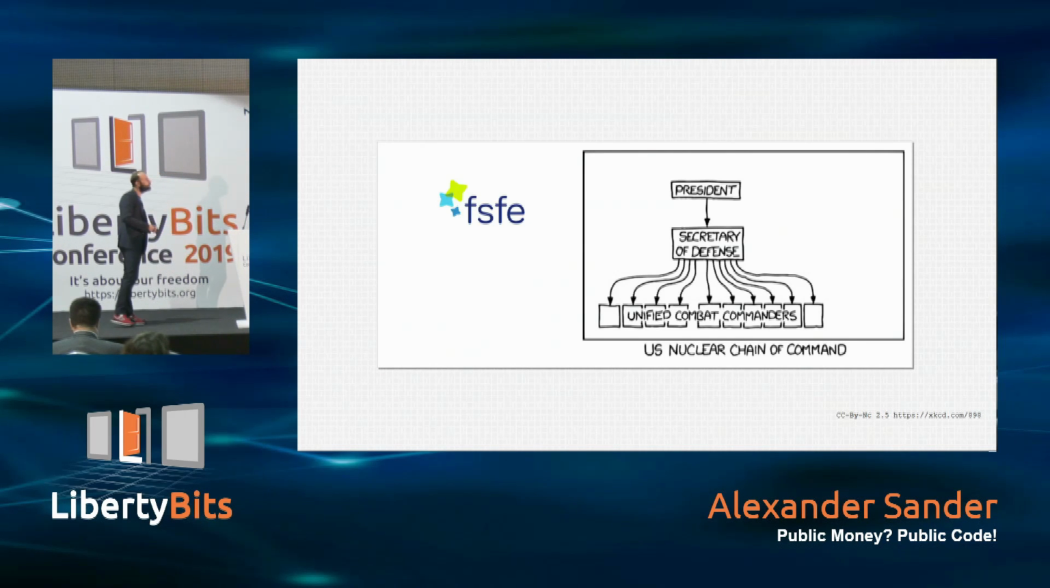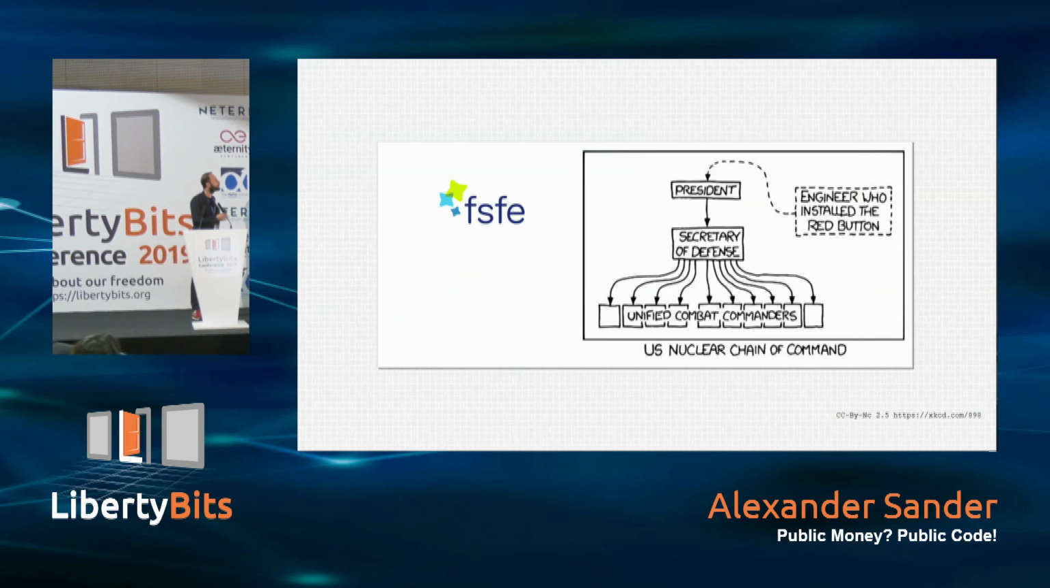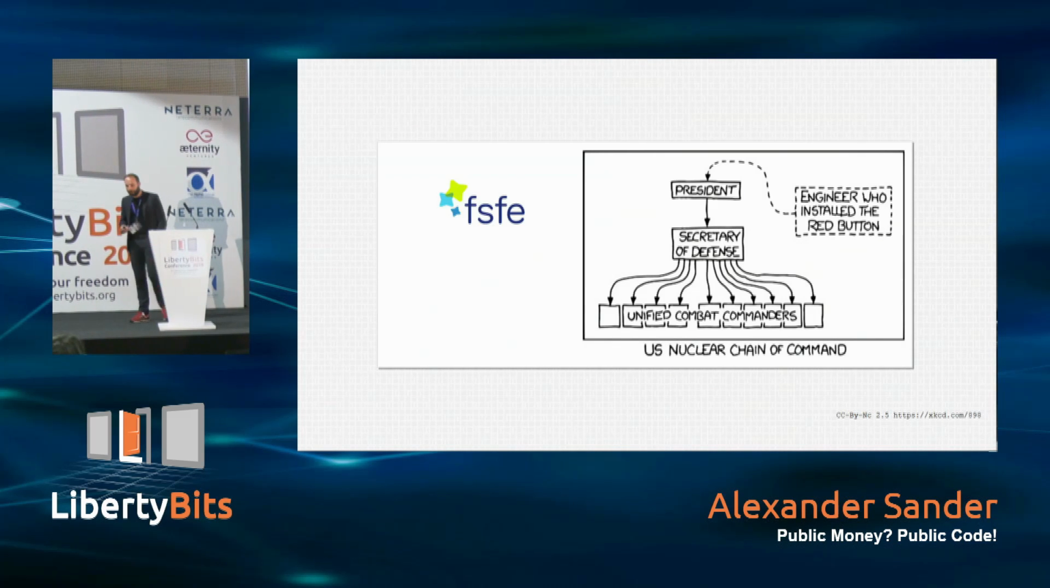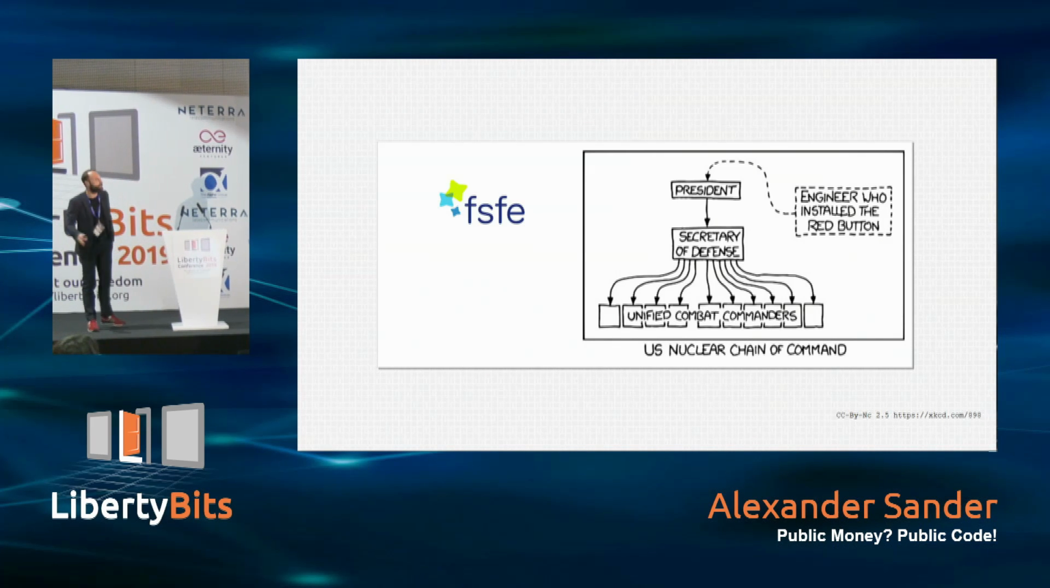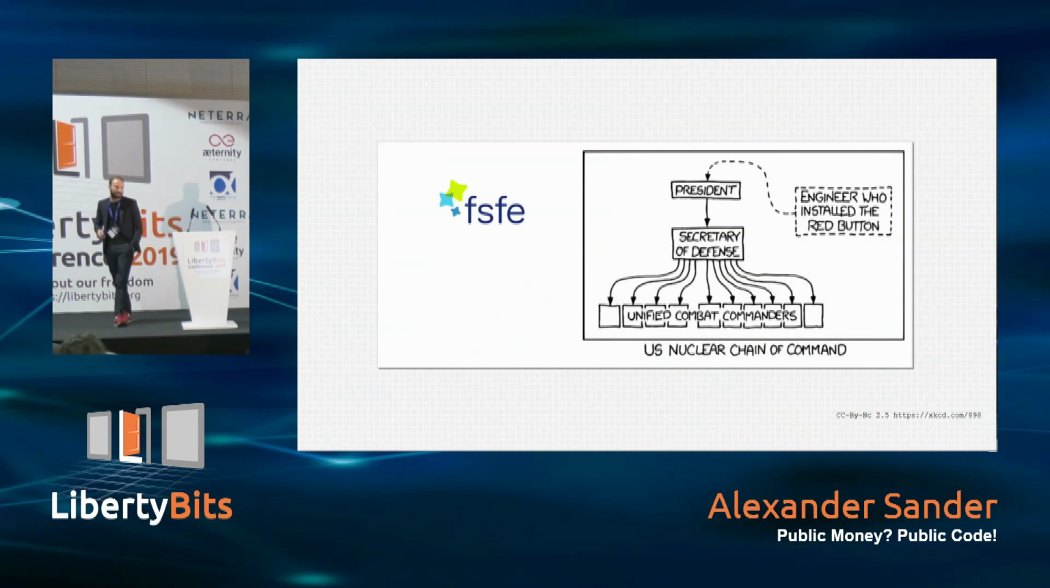I guess you all are more or less familiar with the chain of command to drop a bomb. There's a president, and he has this red button, and then the A-bomb falls. But the question is, what does the engineer really do? If the engineer installed the red button in a completely different way than the law says, then we should know about it, and we should know about the code, because it's about a bomb.